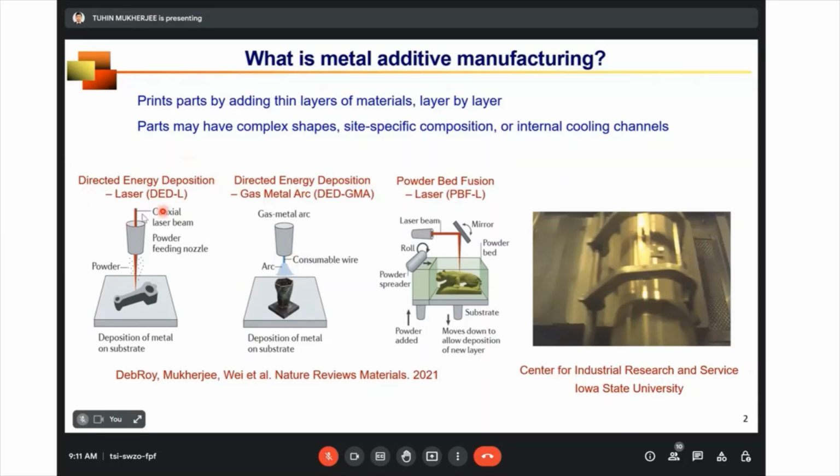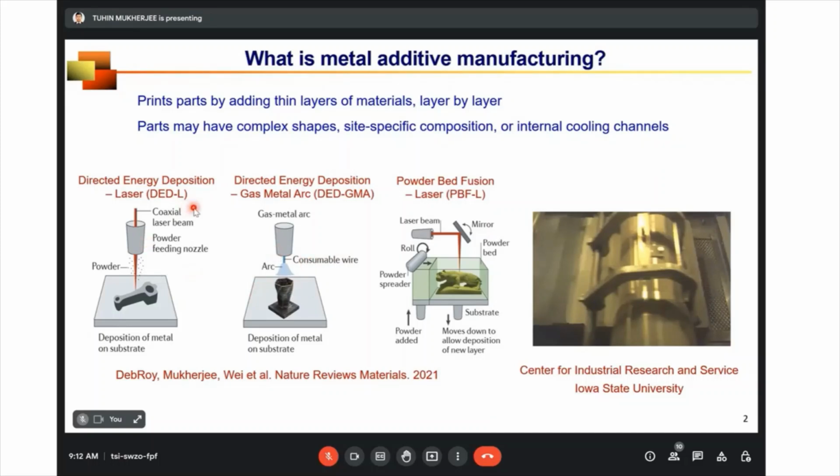So in directed energy deposition laser process, the material is supplied in the form of powder, and as a heat source we use laser beam. Directed energy deposition gas metal arc uses consumable metallic wire as the feedstock, and one high power arc is used for melting the material.